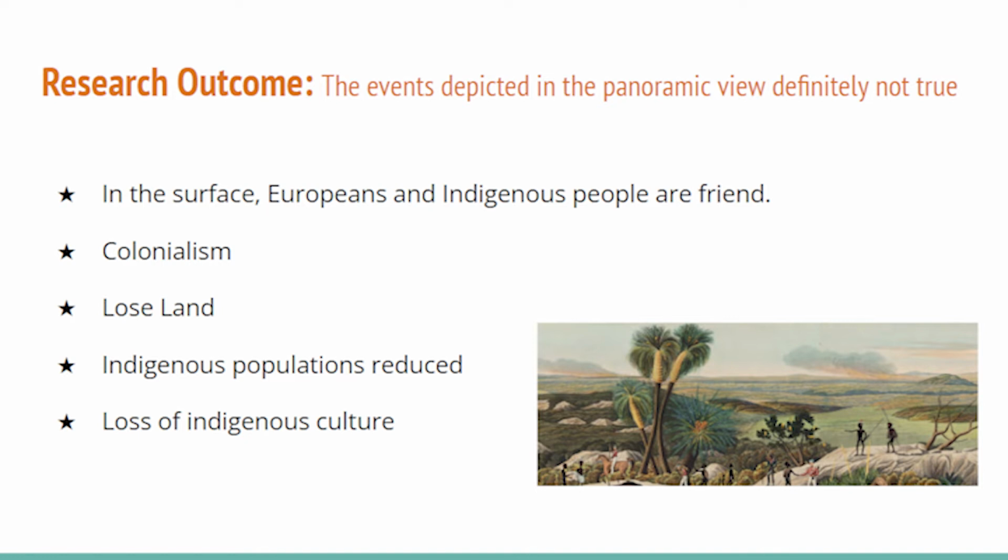Through a lot of information on the internet, I find the research outcome is that we know the events depicted in the panoramic view of King George Sound are not true. On the surface, it seems that the Europeans and the indigenous people get along well and they communicate happily and help each other heartily. They try to get close to the indigenous people from the beginning, gain their chance, and realize their vigilance.